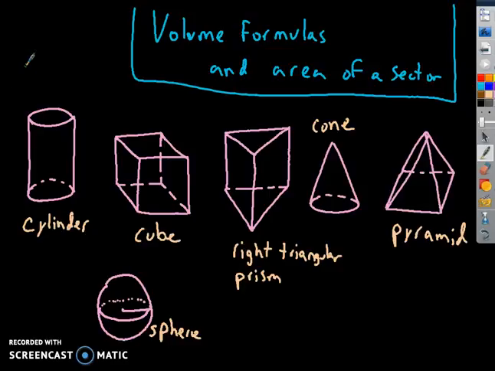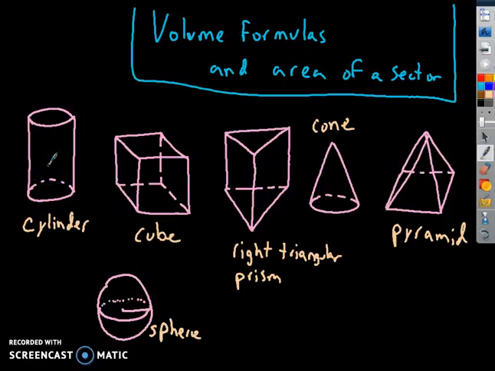All right, so this video is about volume formulas and area of a sector. First thing is, these are all the shapes that we're going to find the volume of in this class. Also, we might talk about surface area too. It's pretty easy. It just means the area of the surface. But volume refers to how much space is inside and how we measure that space. We can measure it in cubic units.